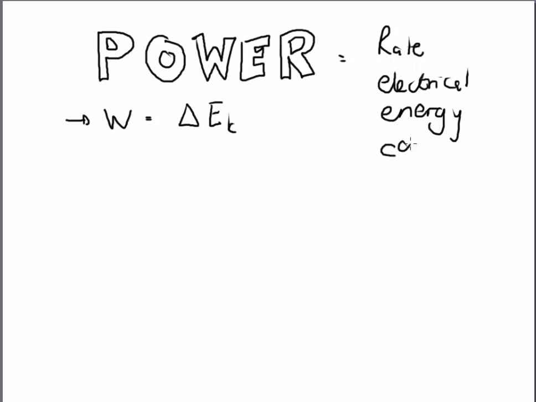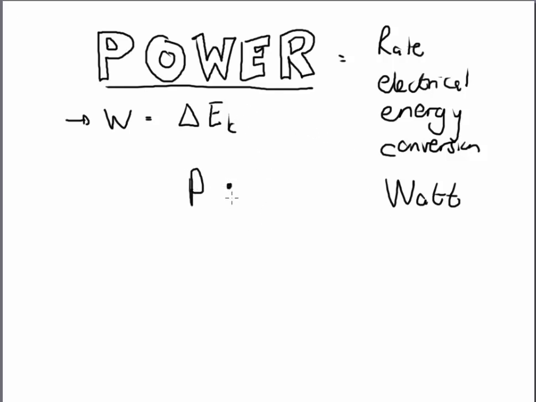Now when we're talking about power, we're talking about the rate at which electrical energy is converted. So we can say power is the rate of electrical energy conversion. The unit that we use for power is called watt. W-A-T-T, watt. And power, the symbol is P, which is nice and convenient because it also starts with the letter P. So power is measured in watt.